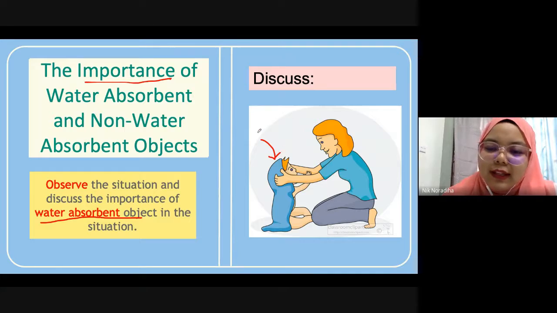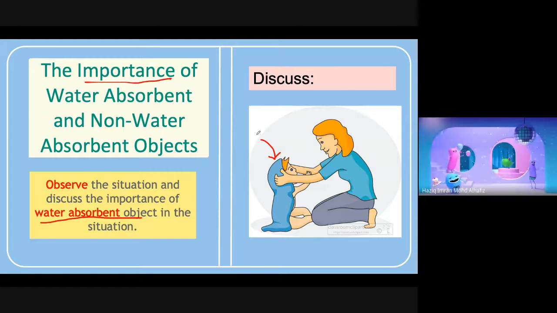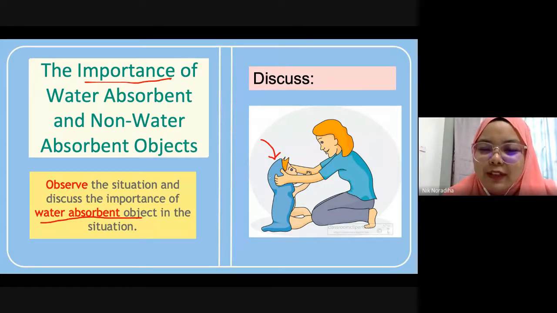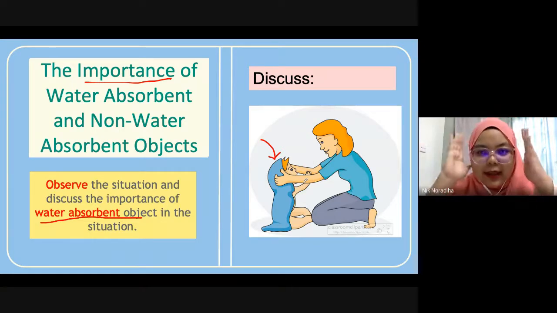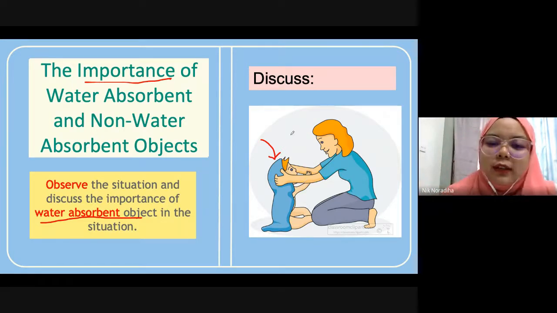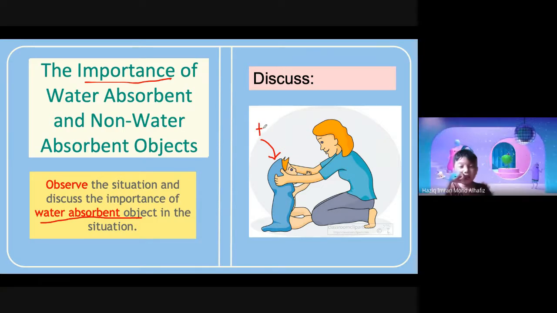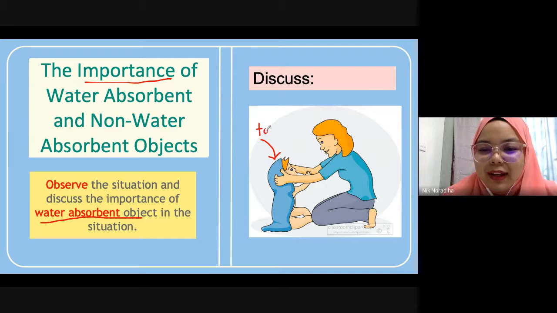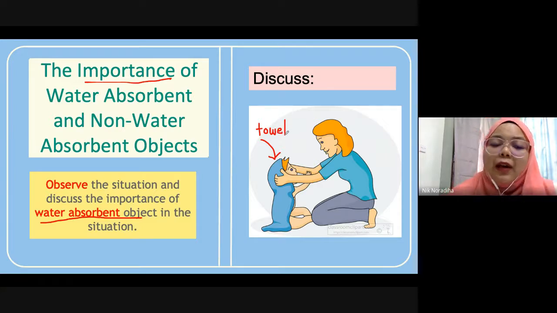Okay, Haziq, can you turn on the microphone? What is this? This one, the blue color. His mother uses it to wipe his hair and also his body. What is this? Start with T. Towel. Well done, Haziq. So this one is towel.